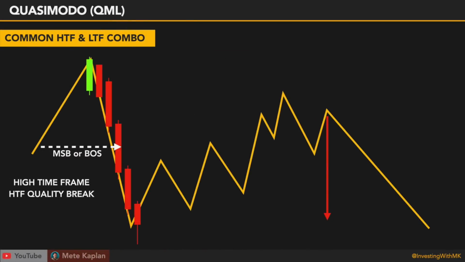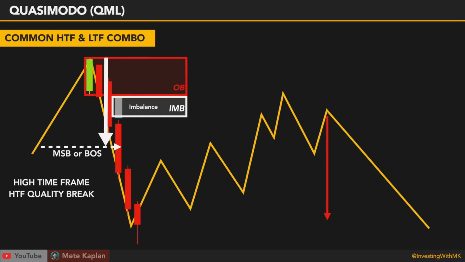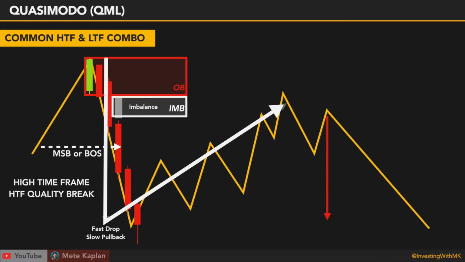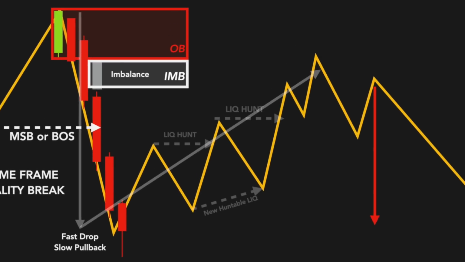Okay, let's talk about a very common high time frame and low time frame combo. This structure keeps happening all the time with all time frames. The first sign of this structure is a high quality break with a really fast drop. Nice large candlesticks, imbalance areas, and order block. And the price slowly pulls back to our imbalance area. Probably market makers keep hunting liquidity during this pullback.